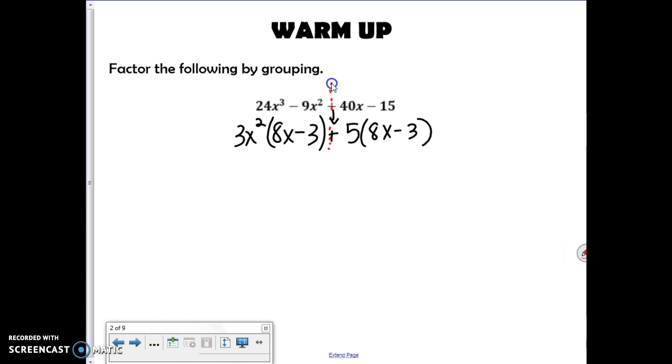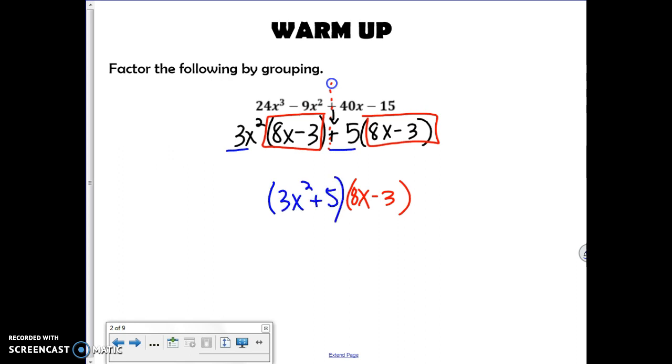Remember to see if we did factor by grouping correctly, I'm going to see if my parentheses match. And if you look at that, our parentheses match. So I'm going to factor out one of them. Oops, that should be 8x minus 3. And then, in front of that, I'm just going to write what I have left. I've got 3x squared plus 5. There we go. That is how you factor by grouping.